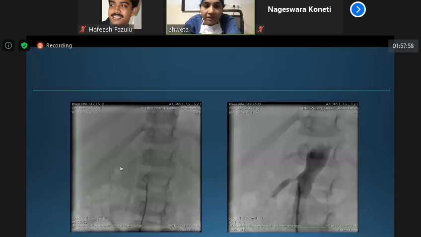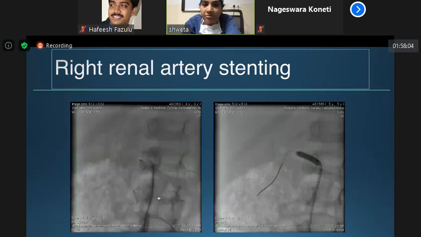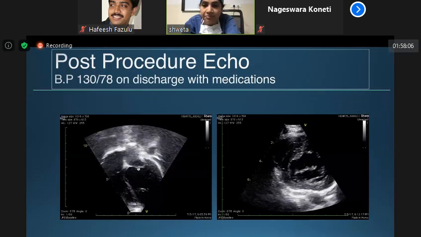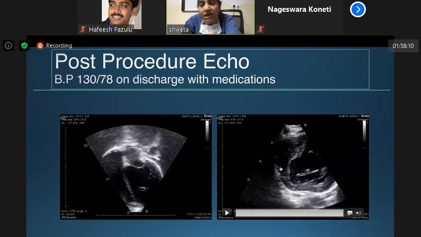So finally, we have done the balloon dilatation and stenting to that. And once you treat that, the ventricular function becomes better. So now the ventricular function is better. Definitely this child will again need surgery for the renal arteries, left and right. But as a palliative, this measure worked very well so that we could extubate her.